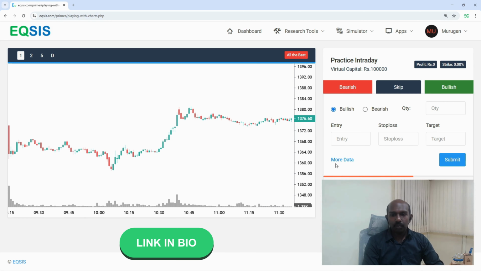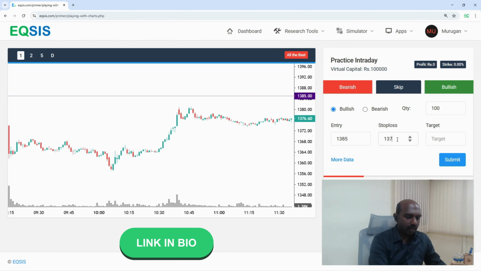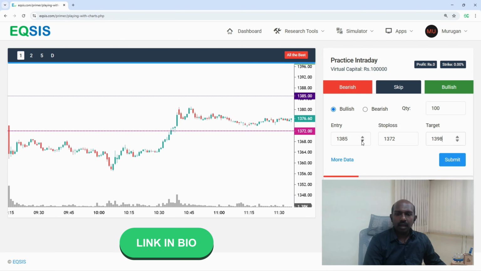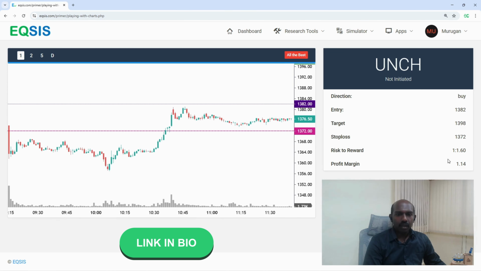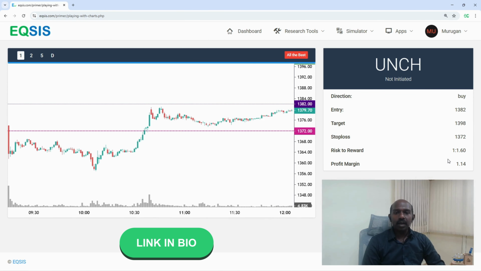So now to key in my data, I have only about 60 seconds to do so, and I can fill in my quantity based on my conviction. But remember, you have a virtual capital of only 1 lakh with a margin given. So let's say I wish to go for about 100 quantities at an entry of 1385 with a stop loss of, let's say, 1372. And if I want to change my things, remember you have limited time to work with, and if you hit the submit button here, it will start populating the remaining data.